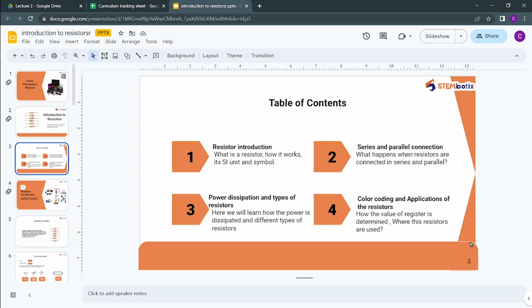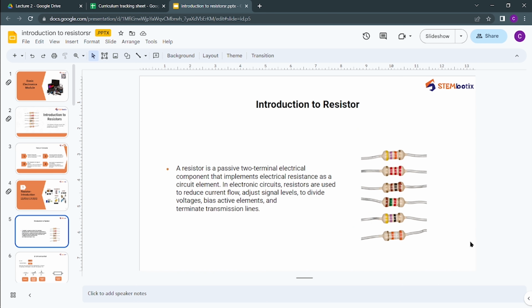This section is divided into four categories. First is resistor introduction, then we will see series and parallel connection of resistors, then power dissipation and different types of resistors, and in the last topic we will see color coding and applications of resistors. So let's first start with the basic introduction of resistors.